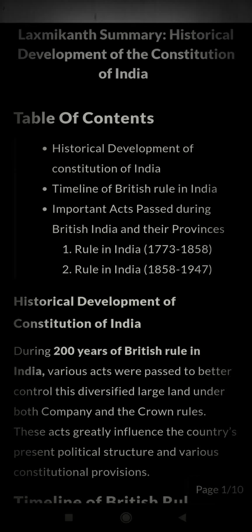Hello everyone. Today we are going to study about the Regulating Act of 1773. Before starting this, we must have a brief introduction about the historical development of the Constitution of India.